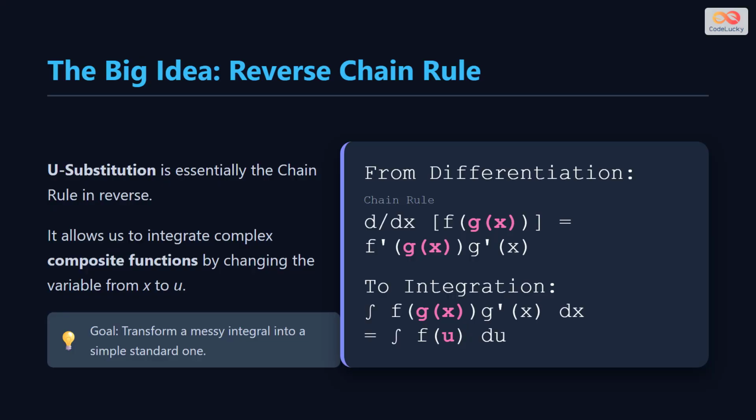First, let's understand why we use this method. U-substitution is essentially the chain rule in reverse. When you differentiate a composite function, you use the chain rule. When you want to integrate that result to get back to the original function, you use U-substitution. The goal is simple. Transform a messy integral involving a composite function into a basic, standard integral that is easy to solve by changing the variable from x to u.